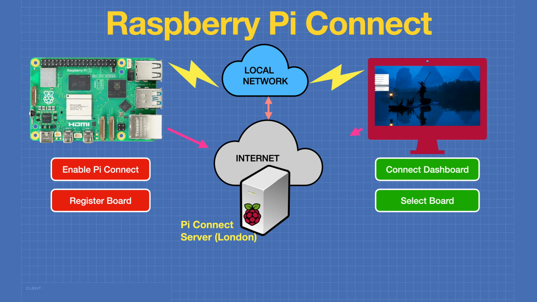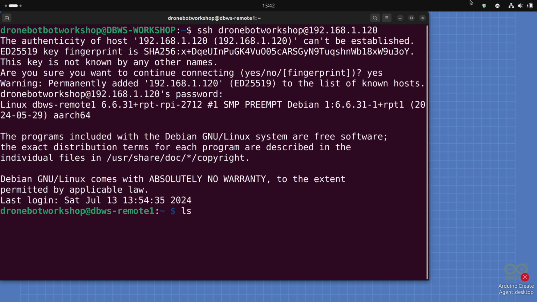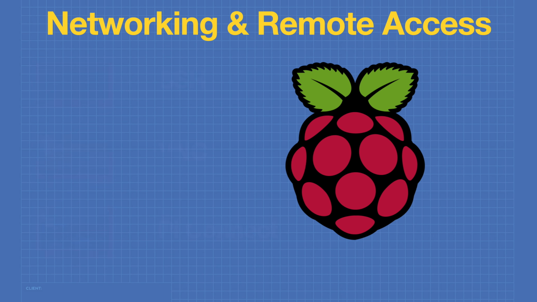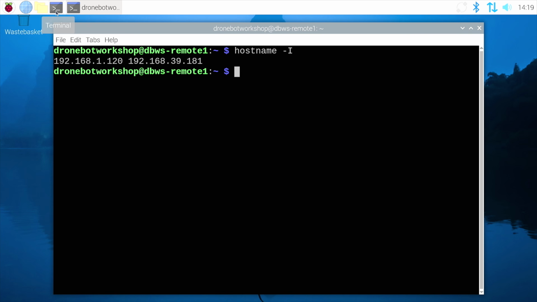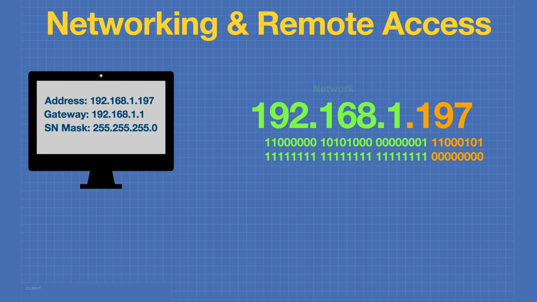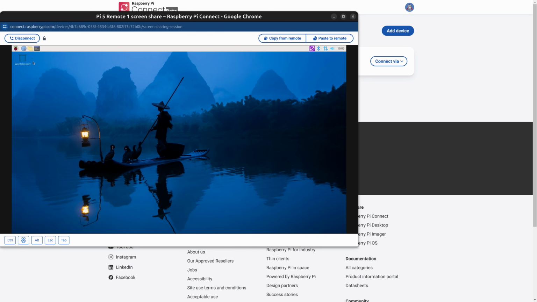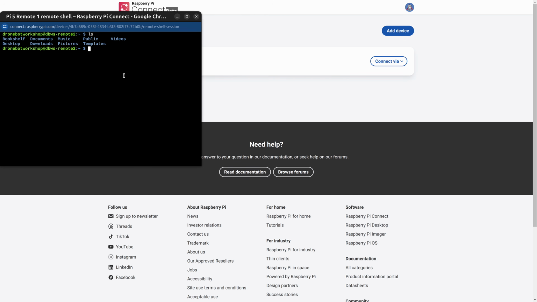Today in the workshop, we're exploring Raspberry Pi remote access. You'll see how to remotely access your Raspberry Pi using SSH, VNC, and Raspberry Pi Connect. We'll also learn about TCP/IP, the networking protocols used by the Raspberry Pi. So get rid of the mouse, keyboard, and screen, and welcome to the workshop.